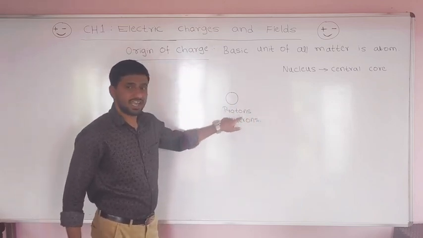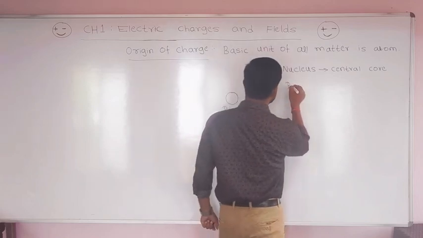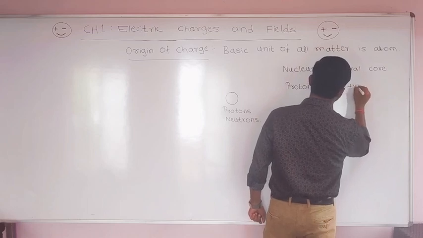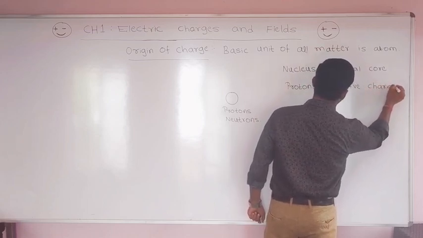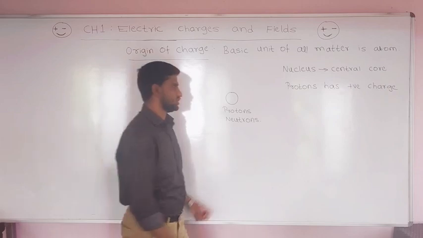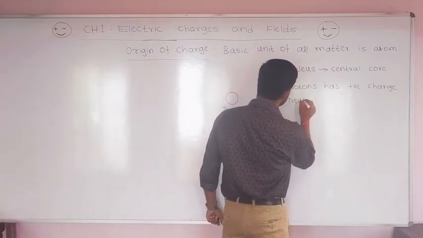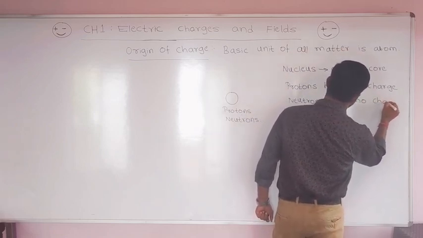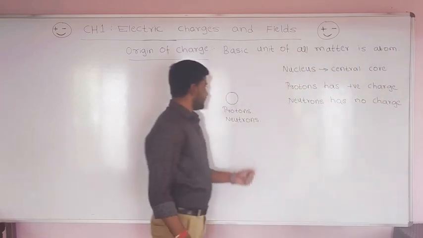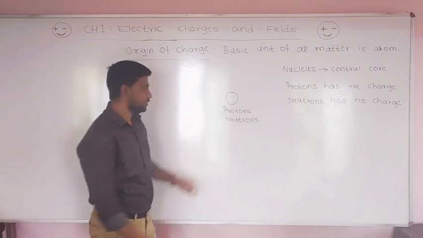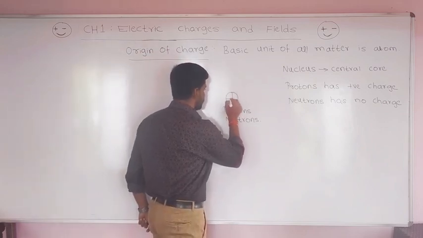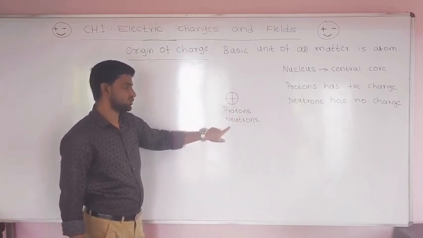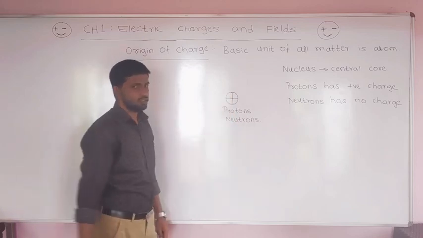Protons have a positive charge, and neutrons have no charge. So the net charge on the nucleus is positive, because only protons have positive charge and neutrons have no charge.